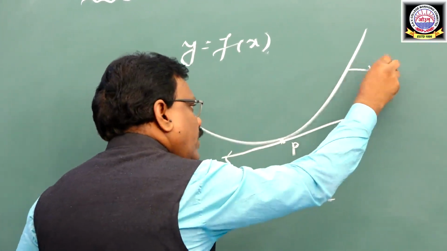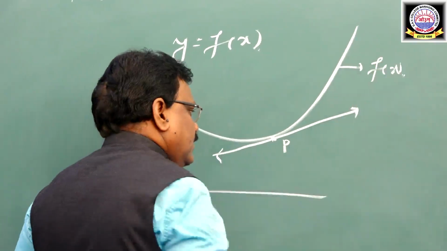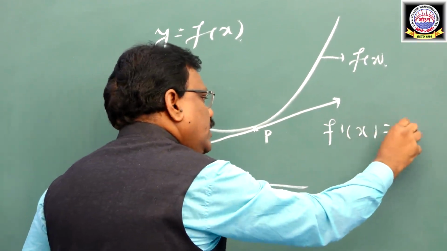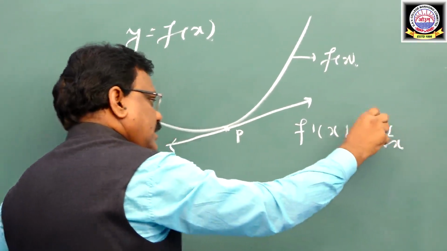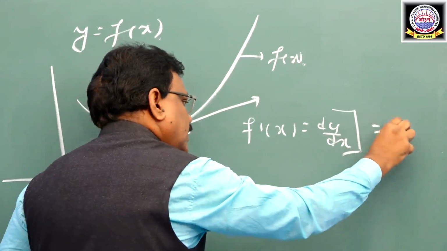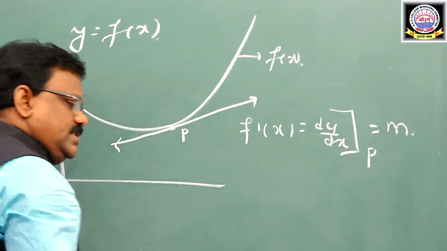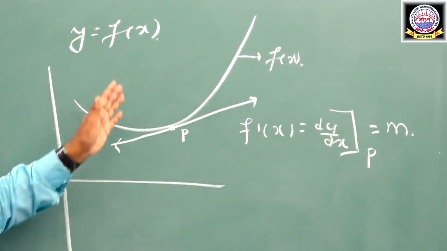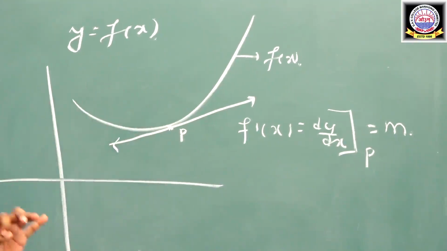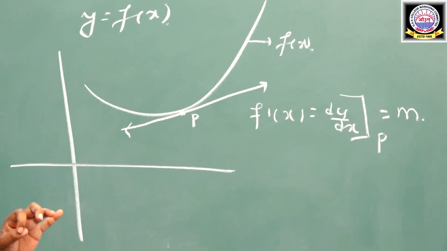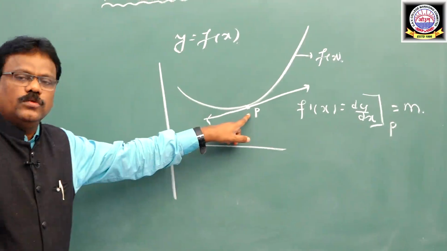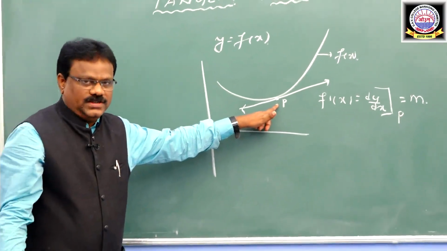Now, if the name of the function is f of x, then if you find f dash x or dy by dx at the point P, that is nothing but the slope of the tangent. So once again I am telling you, the slope of the tangent is the derivative of the function. If you do not choose the point, then that will be the slope of any tangent at any point.